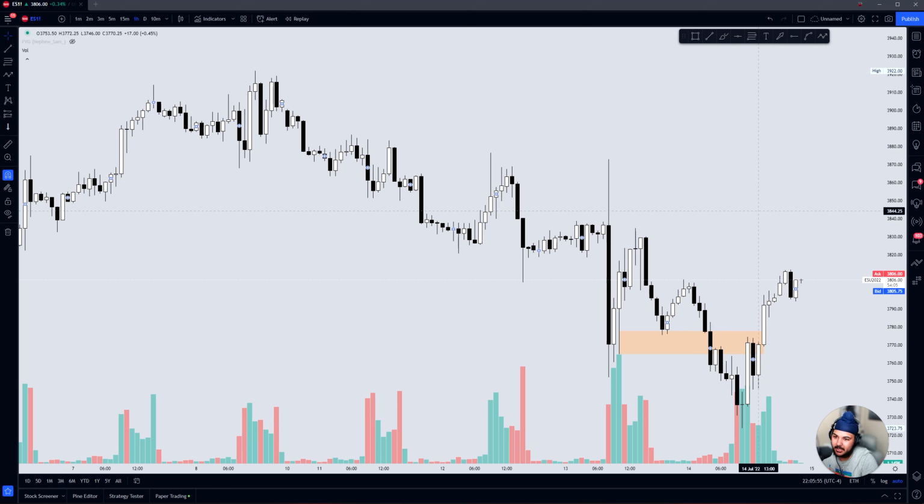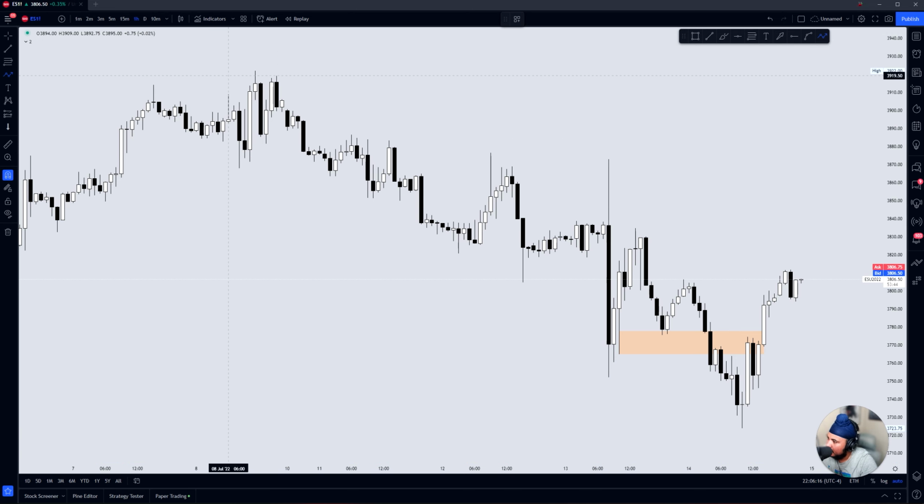It's mainly just supply and demand mixed with ICT, but more so just breaking down overall market structure and understanding where the market wants to head. So starting off, what is the market doing here? This is the 1 hour time frame. I want you guys to see what the market is doing. What are we doing here? Pretty simple stuff. We're going lower, right? In simple terms, that's what we are doing.